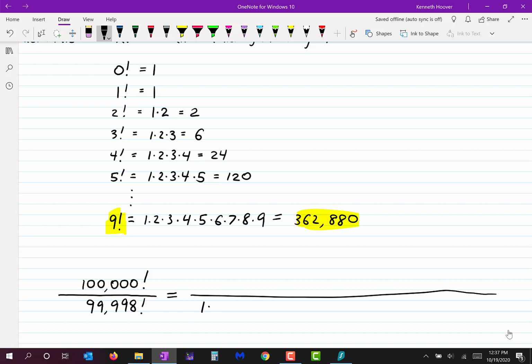The bottom is 1 times 2 times 3 times 4 and so on up to 99,998. The top is 1 times 2 times 3 times 4 up to 100,000. So that's going to go past 99,998 and past 99,999 and stop at 100,000.